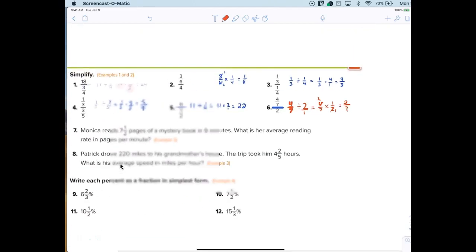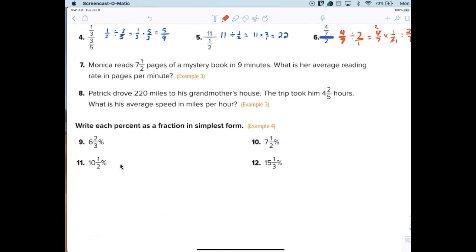All right, now, over here. Now, again, everybody's got to look up now. Because, again, I think the word problems are hard if you don't know what you're looking for. All right, so I want everybody to pay attention to the words, and I'm going to show you exactly what that means. All right? It says, Monica reads 7.5 pages of mystery book in 9 minutes. What's her average reading rate in what? Pages per minute. Pages per minute means to do what with the pages and what with the minutes? What do I do with the pages and what do I do with the minutes?